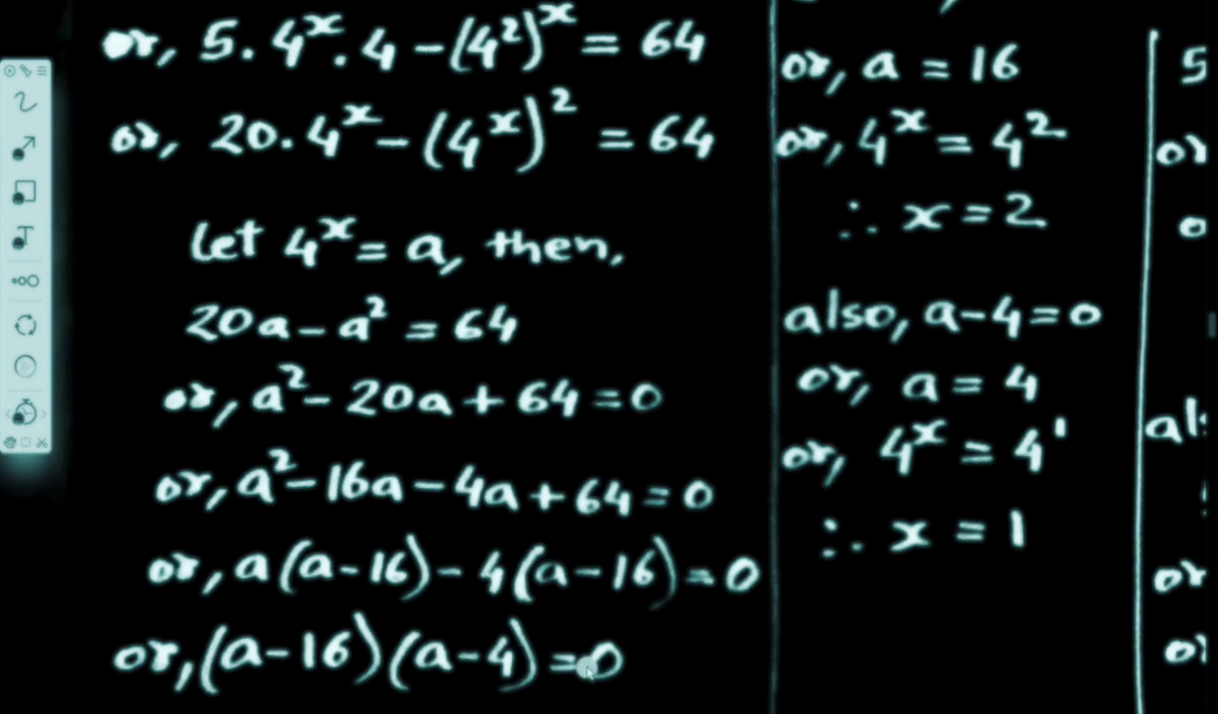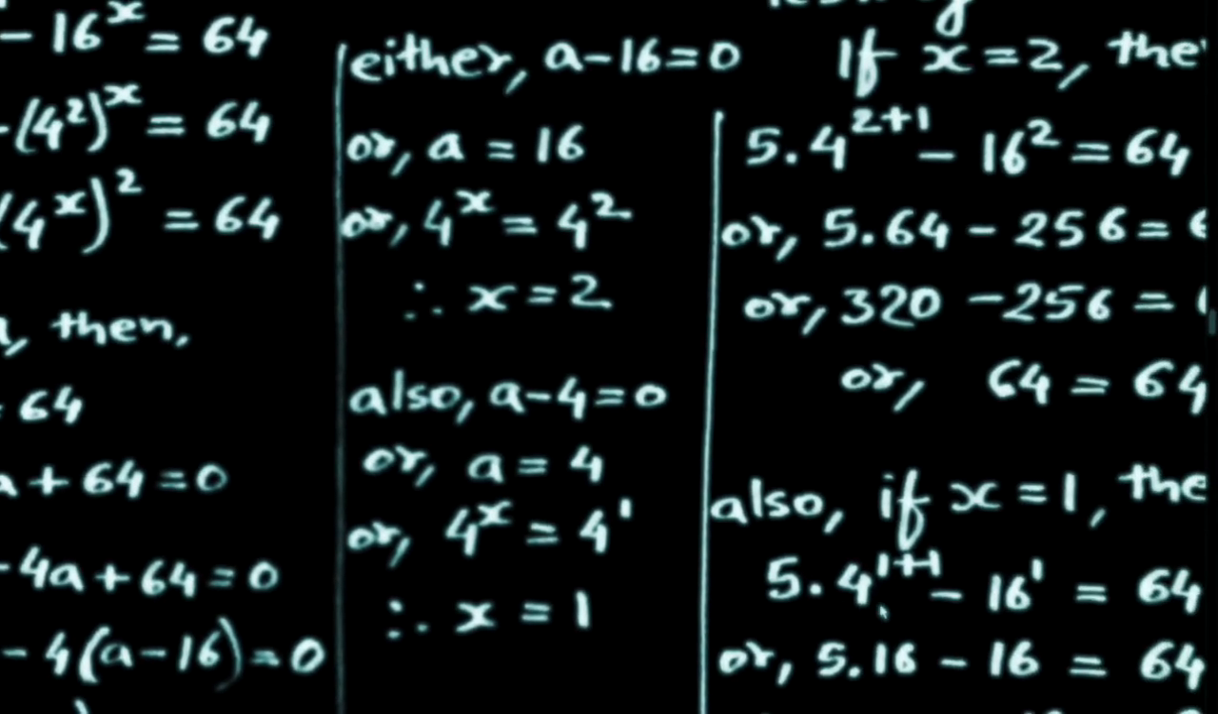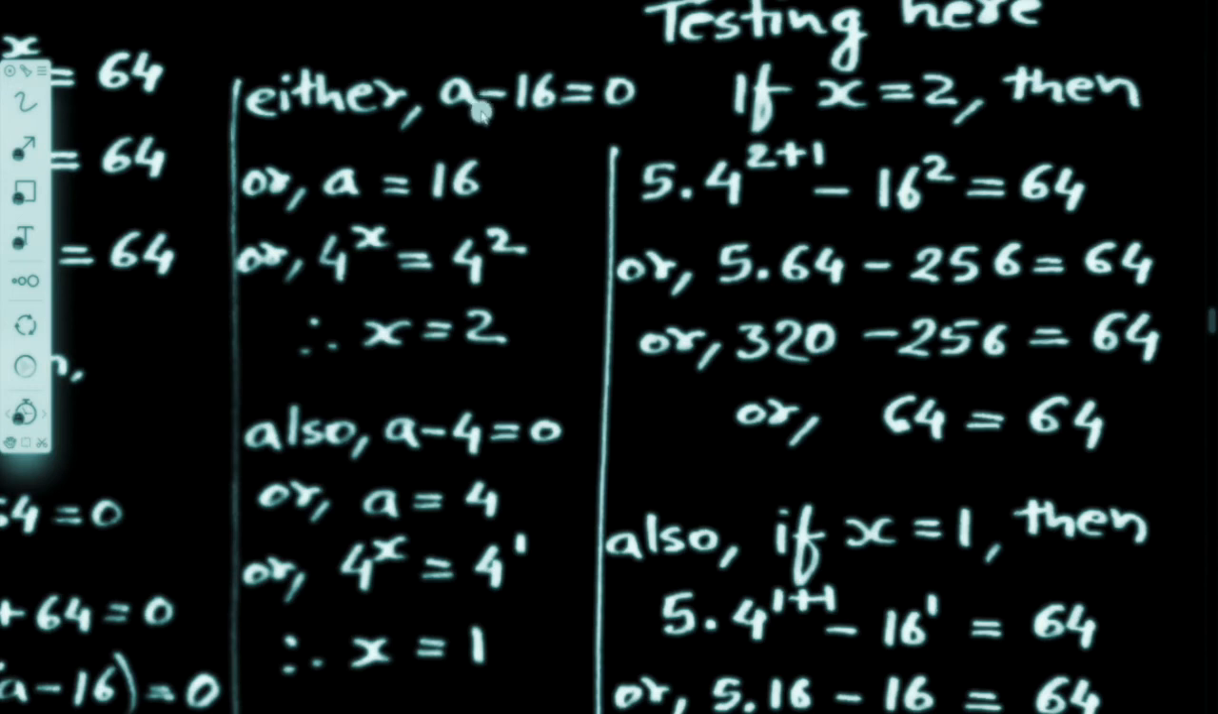From this expression we get two factors, and from them we can also get the value of x. Our first factor is a minus 16 equals 0, or a equals 16. Now a should be replaced with 4 power x, so 4 power x equals 4 square, which means 16. If the base is the same, 4 and 4, then x equals 2. We get the value of x as 2.